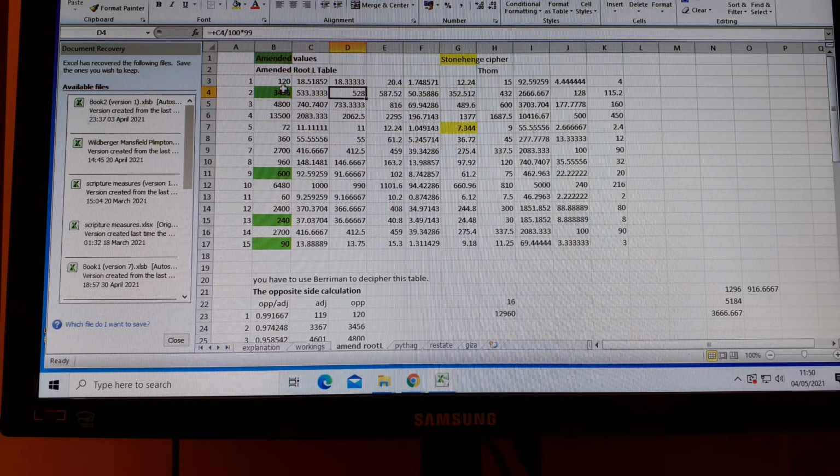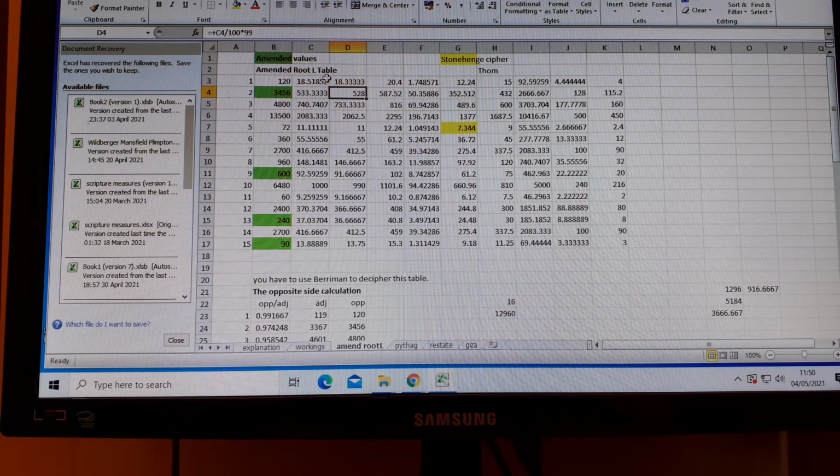So this table tells us so much about what these people were doing and why they were doing it. And these values in green are the ones that the Australian professors told us had been recalculated. They were in error. And these are the corrected values, the amended values. This is the amended root L table.